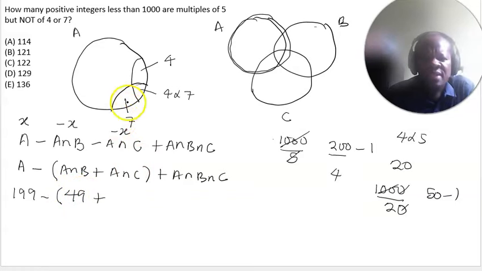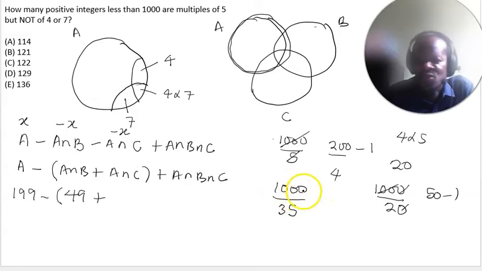So we move on to A intersection C, that is 7. How many multiples of 7? Among the multiples of 5, how many of them are divisible by 7? So we find the LCM of 5 and 7, that is 35. So how many multiples of 35 are less than 1000? Now, in this case, 1000 is not a multiple of 35, so whatever value we have is what we just use directly. So 5 here is 200. 5 here is 7.